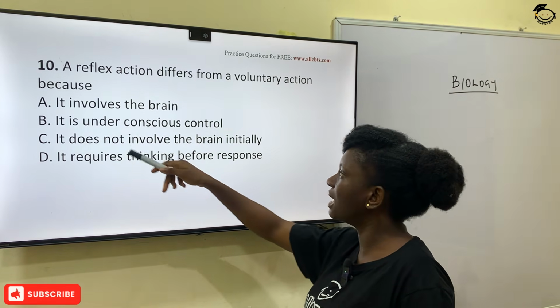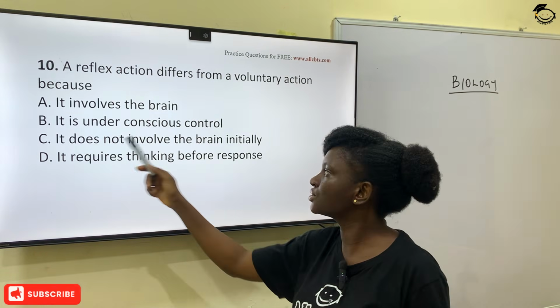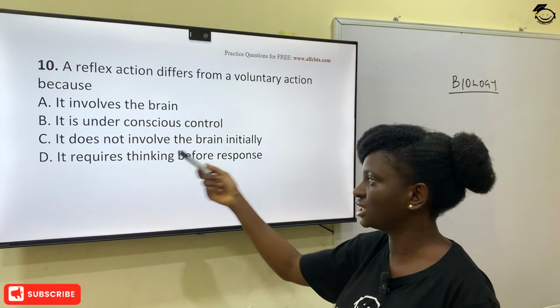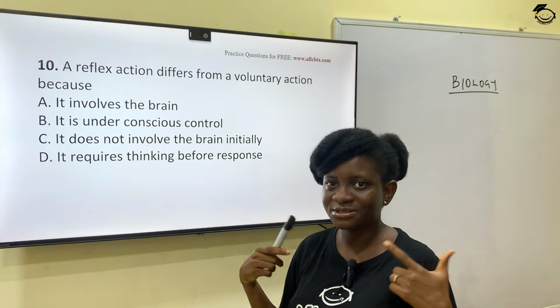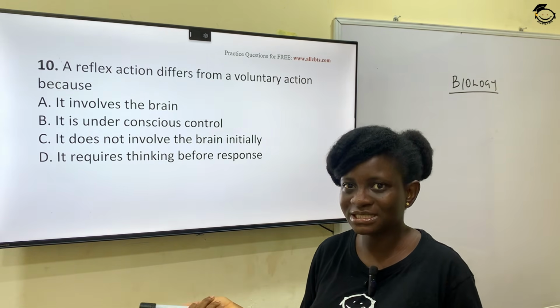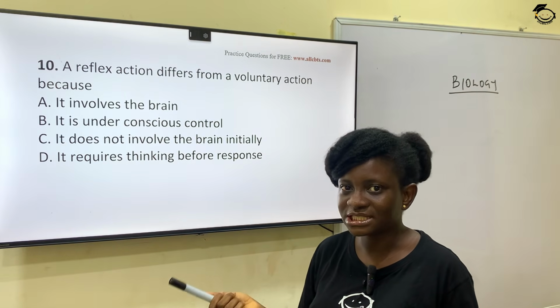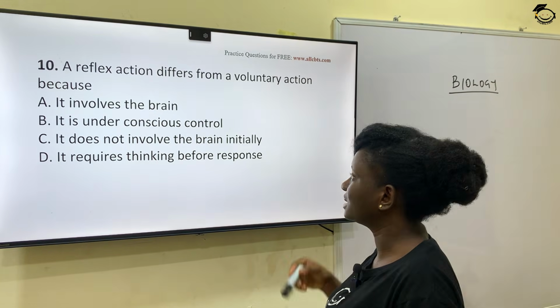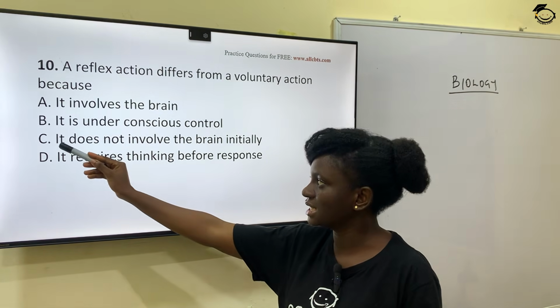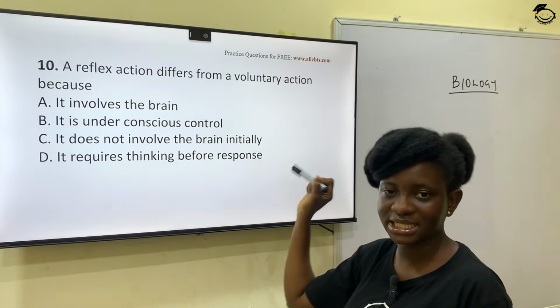So option A, it involves the brain. B, it is under conscious control. C, it does not involve the brain initially. D, it requires thinking before response. This does not require thinking, you are not thinking of it, and it doesn't involve the brain initially. So the correct answer is C. It does not involve the brain initially.